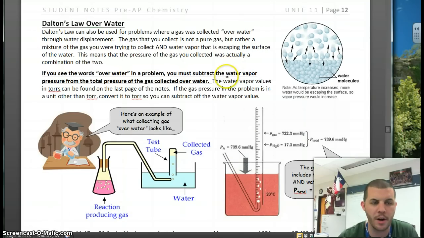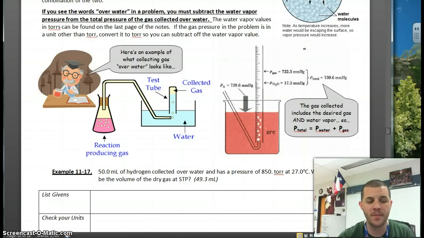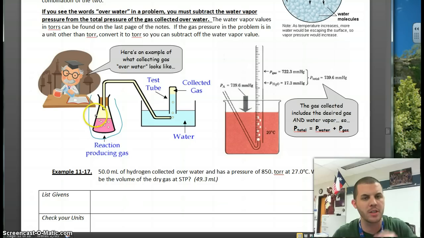Hey folks, we got another kind of problem here. This is Dalton's law over water. Let me start this problem off by explaining what it is that we're looking at here. If I am doing a reaction, okay, so here's the reaction that's taking place right here, kind of like the reaction we did in class where we made the balloon.